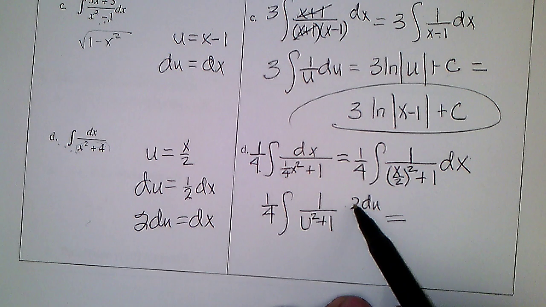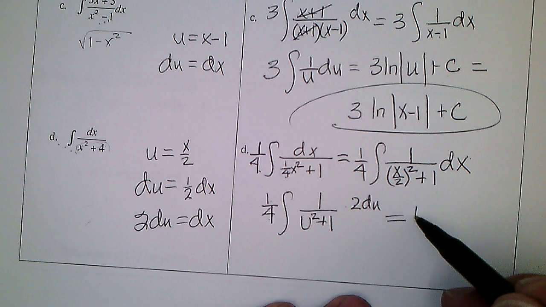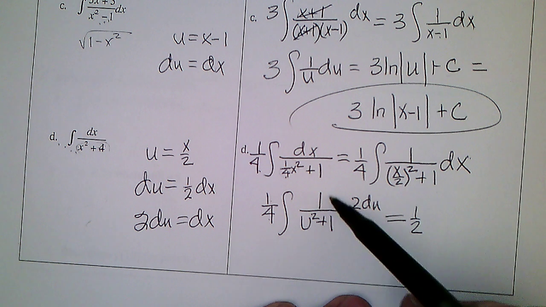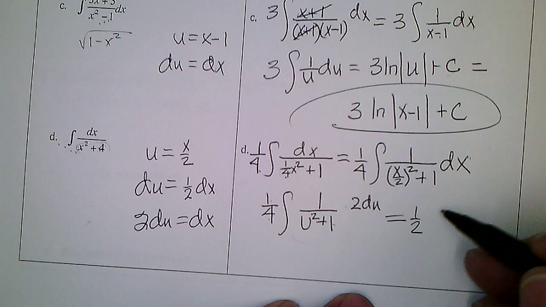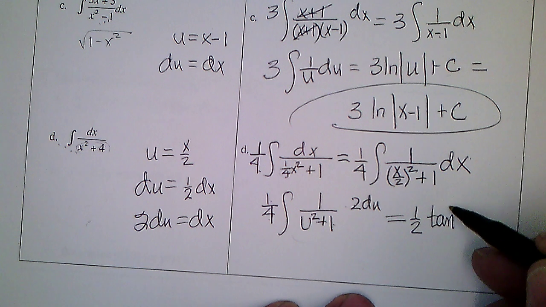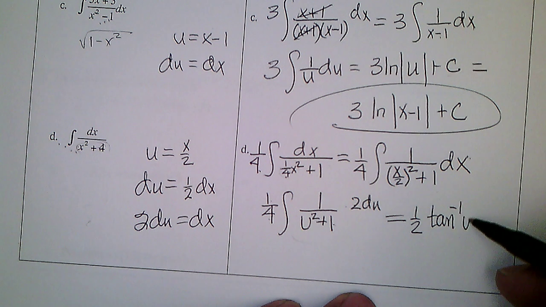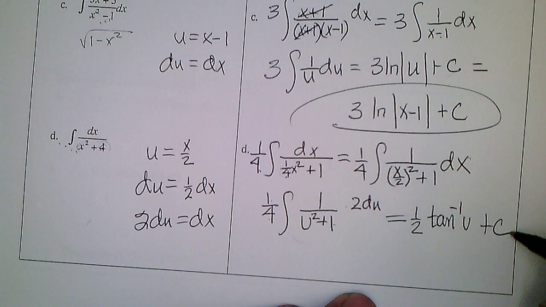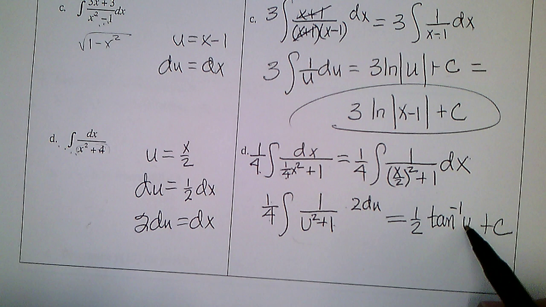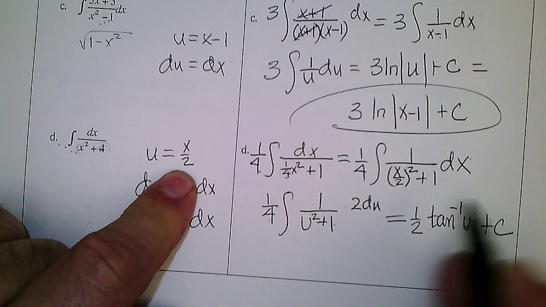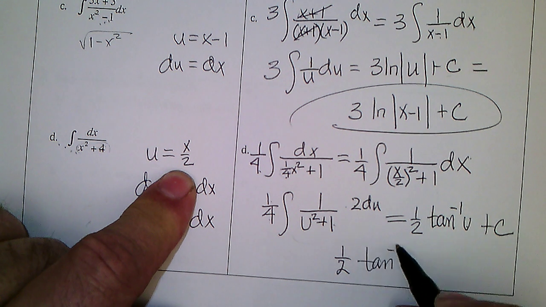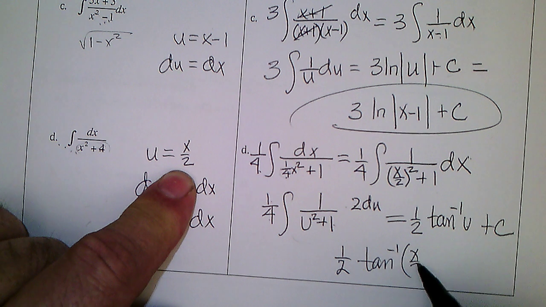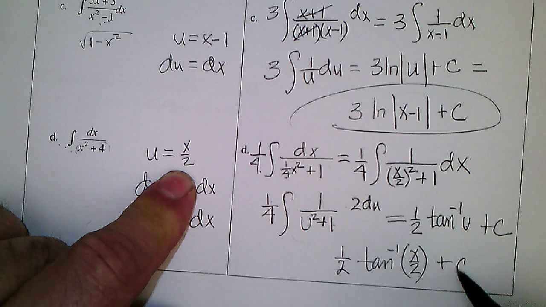This 2 can come out and make 2/4, or 1/2, the integral of 1 over something squared plus 1 is tangent inverse of u plus c. And then we'll put u back in, which was x over 2. So we get 1/2 tangent inverse of x over 2 plus c.